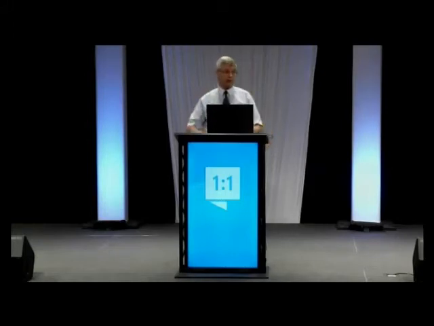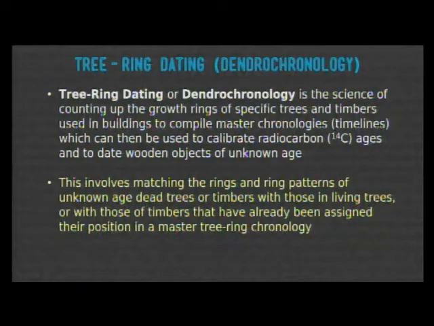You can cut down two different trees in the same forest that are adjacent to one another, and their tree ring pattern will be different. And that's important to remember when you see how they go about this dating method called tree ring dating, or dendrochronology. It's the science of counting up the growth rings of specific trees, but also they go to timbers in historical buildings. These are from trees that were cut down in ancient times and sawn to build beams in houses.